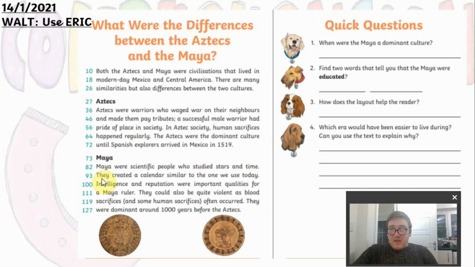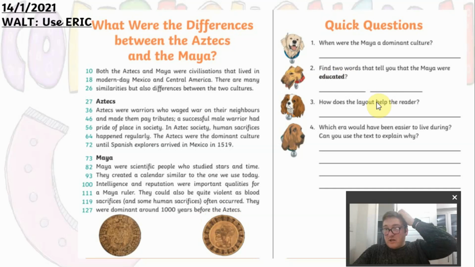Maya. Maya were scientific people who studied stars and time. They created a calendar similar to the one that we use today. Intelligence and reputation were important qualities for a Maya ruler. They could also be quite violent, as blood sacrifices and some human sacrifices often occurred. They were dominant around 1000 years before the Aztecs.